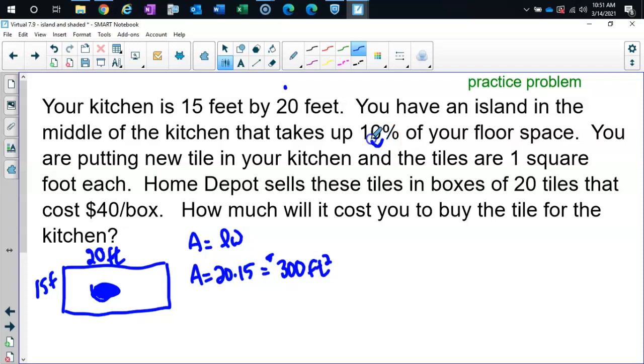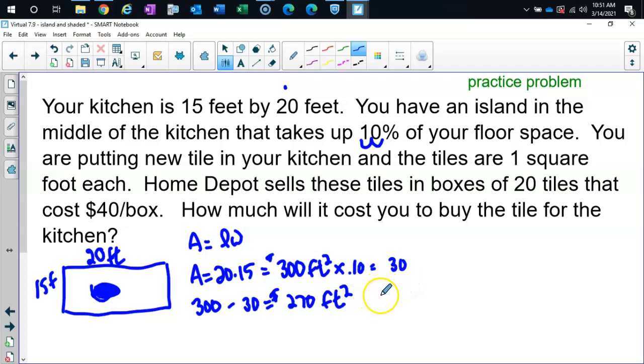Well, what you should have done, move your decimal 2 to the left, multiply this by 0.10, and you get 30 square feet. That's 10%. Now, find out how much square footage you're going to cover. If you start with 300 and you're losing 30, go. What you should have done, 300 minus 30 is 270 square feet. Now, next question.